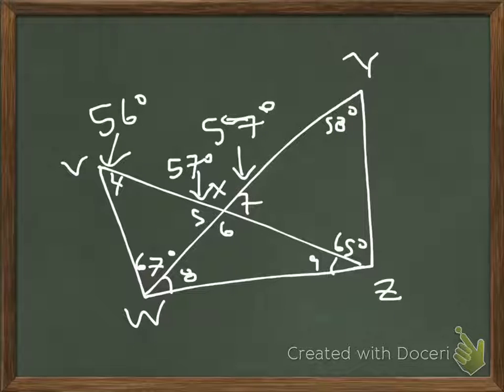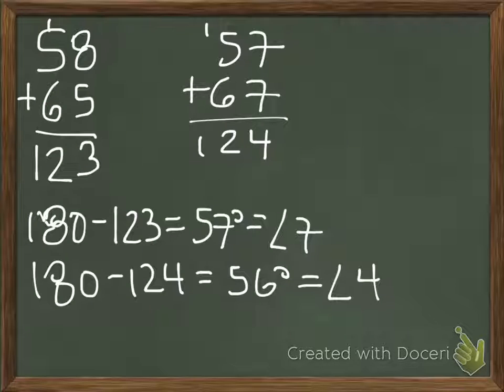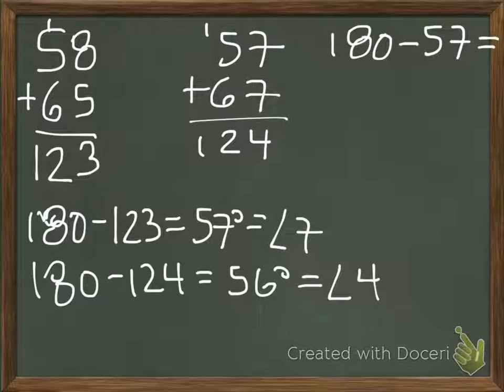So now we need angles 6, 8, and 9. Angle 5 and angle 6 are linear pairs. So we can do 180 minus 57, since angles 5 and 7 are the same. And that will give me angle 6, which is 123.